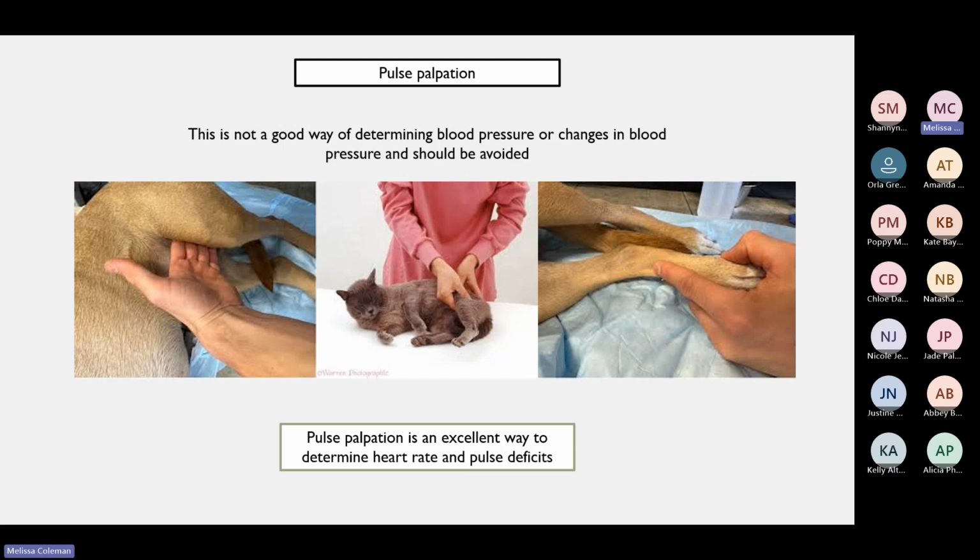The fingers can only feel the difference between the diastolic and the systolic pressure. So it either feels strong or it feels weak, but it can't give us a number. So we try not to use pulse palpation as a way to measure blood pressure.